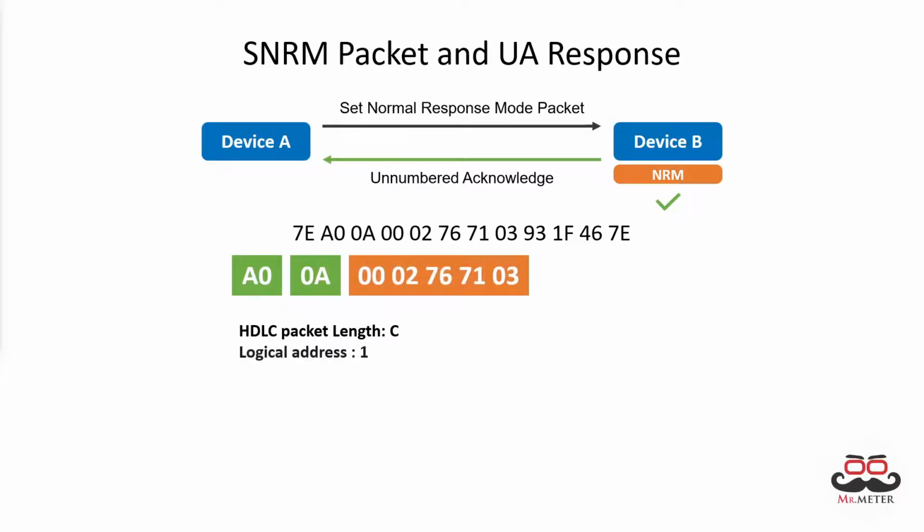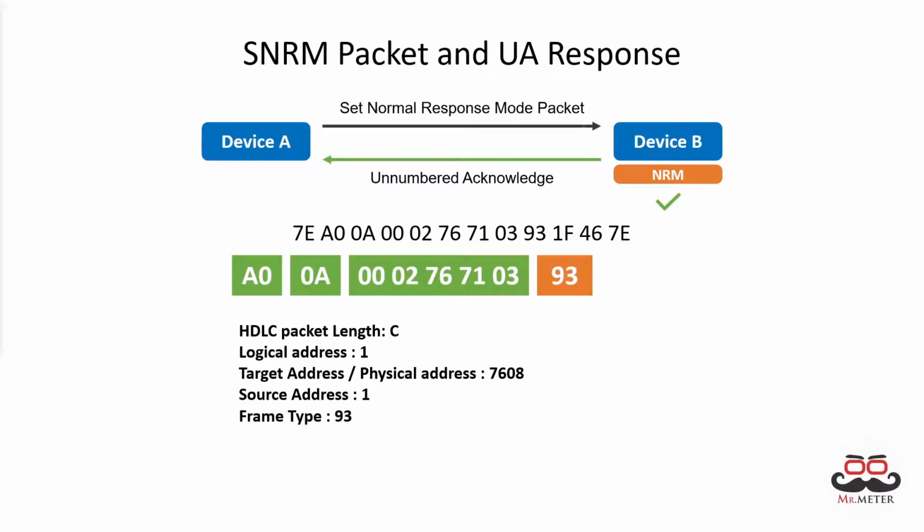Then 00 02, 76 71, 03, which are the logical, target, and source addresses respectively. 02 is the logical address, which must be divided by 2 and results in 1. 7671 is the target address, which translates to 7608 by dividing 76 by 2 and then subtracting 1 from the result, concatenated with 71 and finally dividing by 2. This, in this case, is the target meter physical address for the RS485 electrical port. 03 is the source address, which should be subtracted by 1 and then divided by 2, resulting in 1.